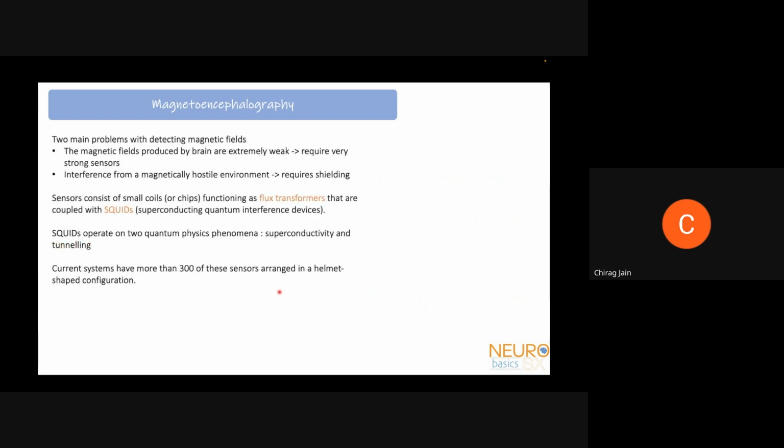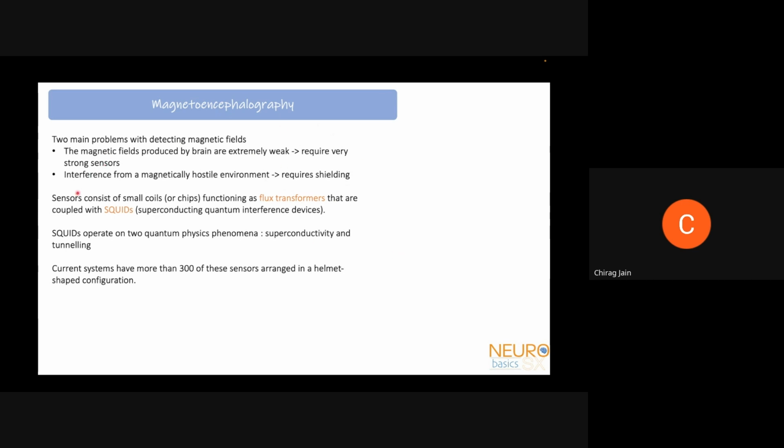But obviously, as you can imagine, these magnetic fields will be very, very weak. They're being produced by your brain, right? So there are two main problems with detecting these magnetic fields. They are very, very weak, so they require very strong sensors. And literally any tiny magnetic activity can distort these. So this MEG machine requires extensive shielding from the normal hospital environment.